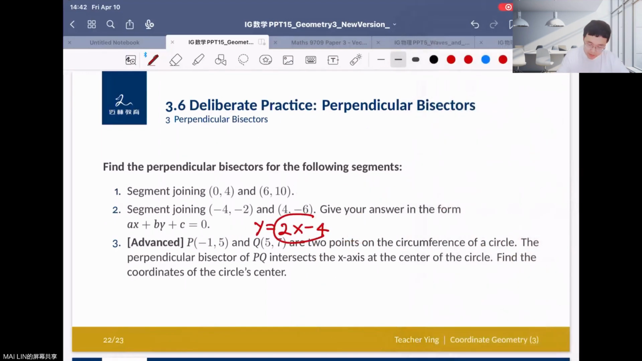So you can just move the values to the left, that is y minus 2x plus 4 equals 0. That is the second problem.